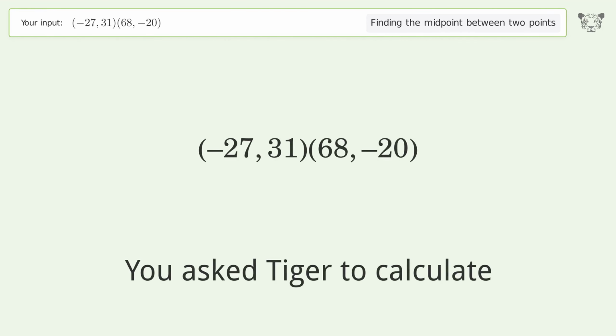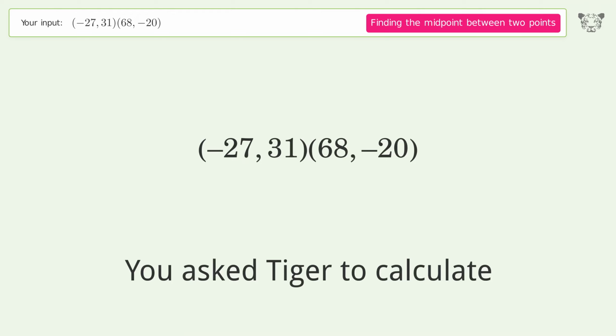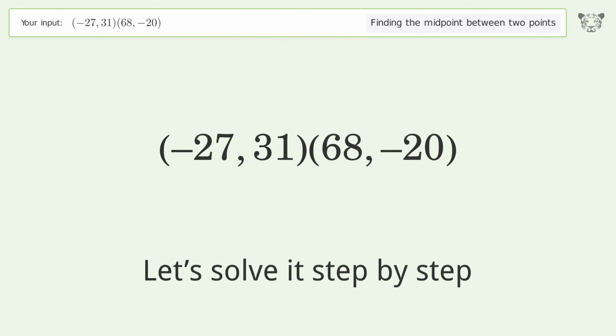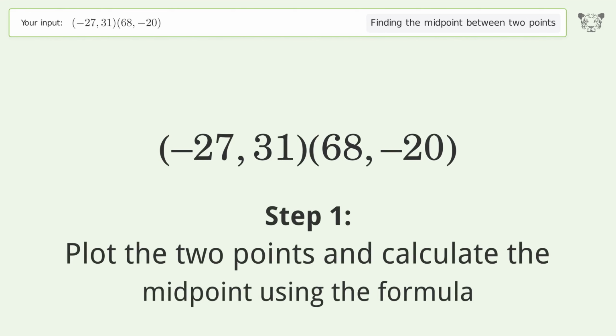You ask Tiger to calculate. This deals with finding the midpoint between 2 points. The midpoint between the 2 points is 20.5, 5.5. Let's solve it step by step. Plot the 2 points and calculate the midpoint using the formula.